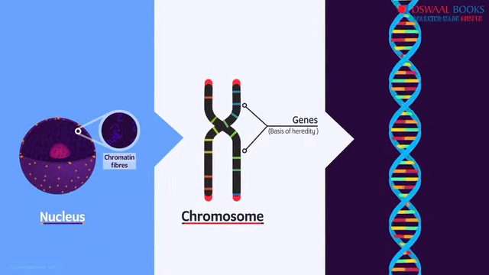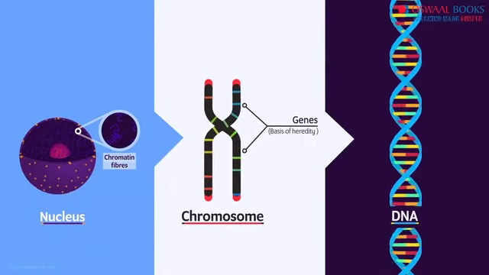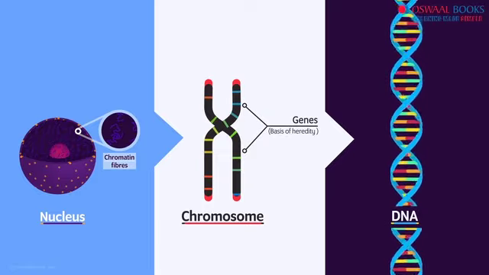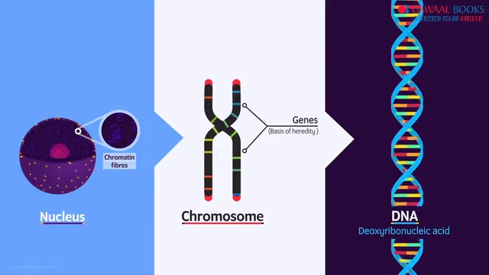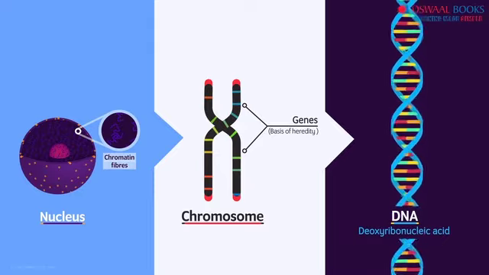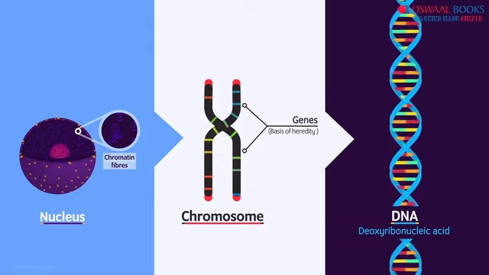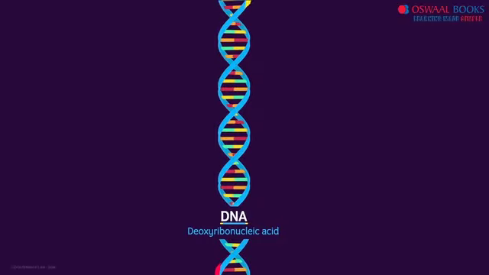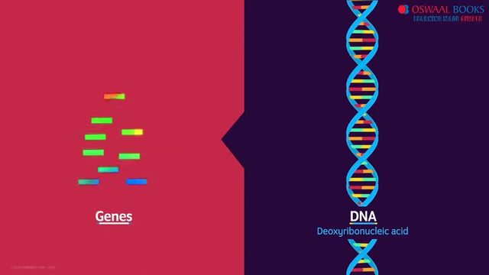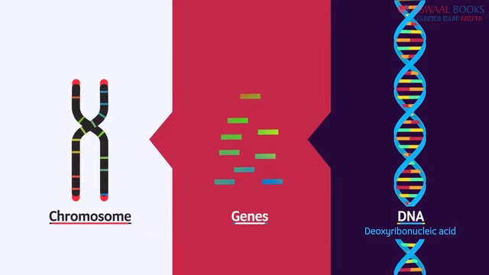Genes are made up of molecules of DNA. You heard me right. Deoxyribonucleic acid, abbreviated as DNA, forms the genes. So now if we go in the reverse manner, then we have DNA molecules forming functional segments called genes. Many such genes come together to form the chromosomes.